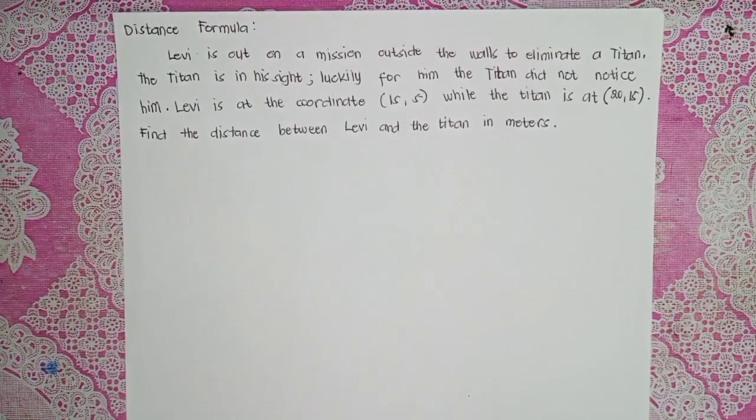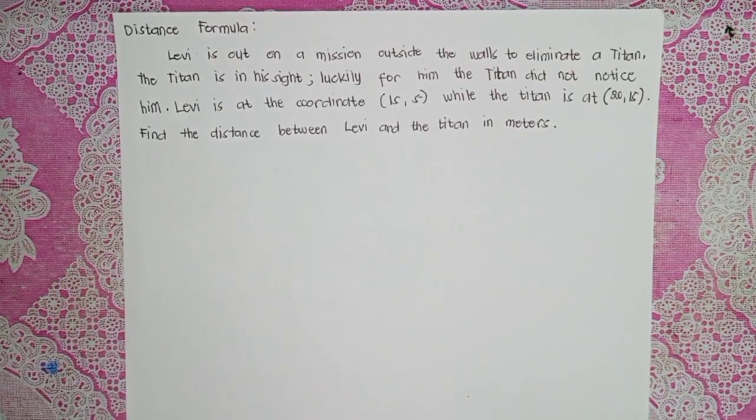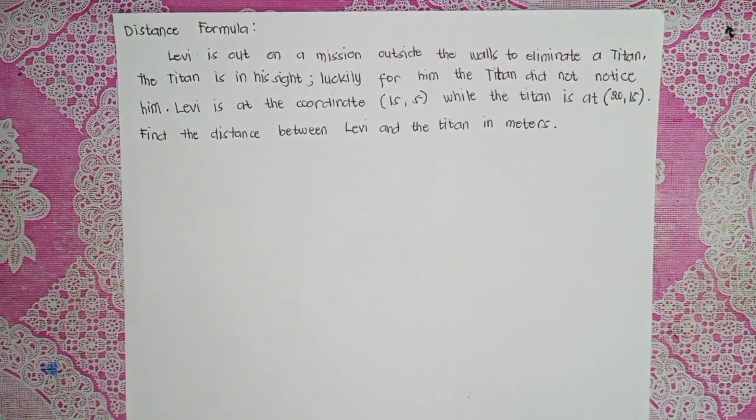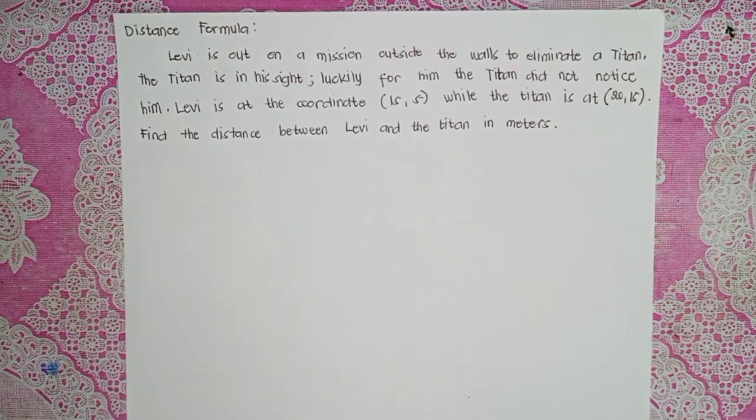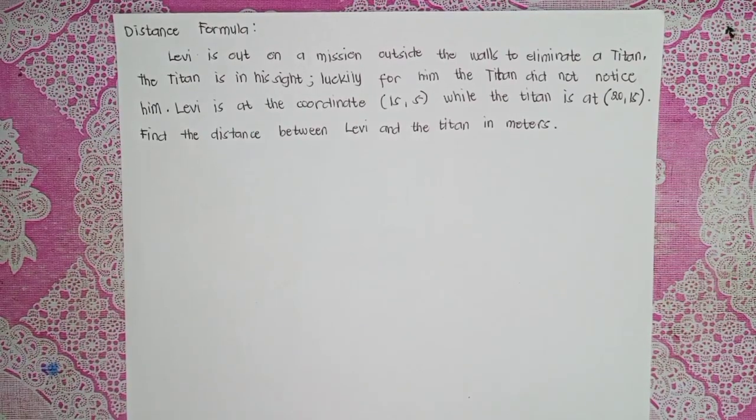The distance formula is an algebraic expression that gives the distance between pairs of points in terms of their coordinates. Here we have an example. Levi is out on a mission outside the walls to eliminate a titan. The titan is in his sight. Luckily for him, the titan did not notice him. Levi is at the coordinate 15 and 5, while the titan is at 20 and 15. Find the distance between Levi and the titan in meters.